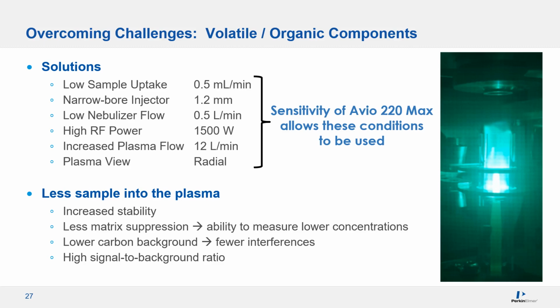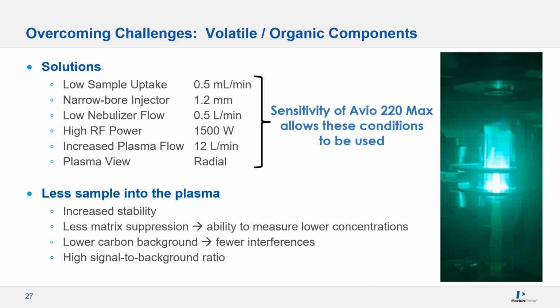We're going to increase the plasma flow to 12 liters a minute because we're still going to be getting volatile organic compounds in there, so a little bit higher plasma flow will allow for more stable plasma. And we'll perform our analyses in radial plasma view. And because the Avio 220 has high sensitivity, it allows these conditions to be used for this analysis.